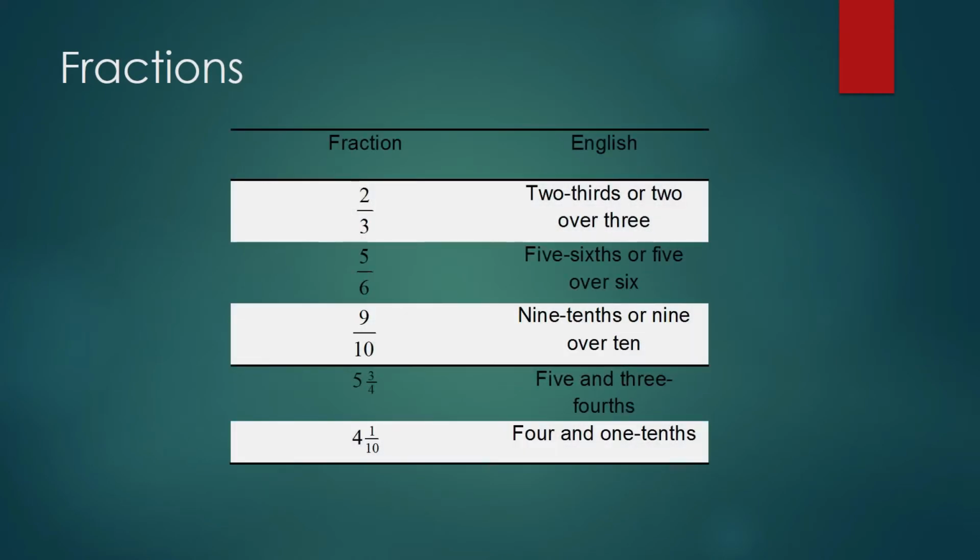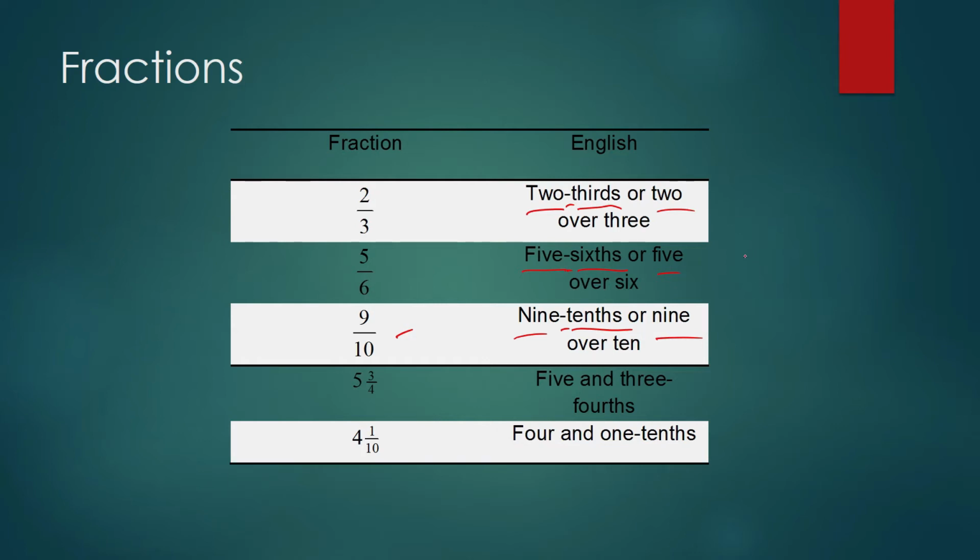Pay attention to how I spell out these fractions and how I read them. So this one, you read it as two-thirds. And when you write it out in English, you will write 2, hyphen, thirds, or 2/3. This one is five-sixths. 5 hyphen 6, or 5/6, or 5 divided by 6. This one is 9 hyphen tenths, or 9/10, or 9 divided by 10.